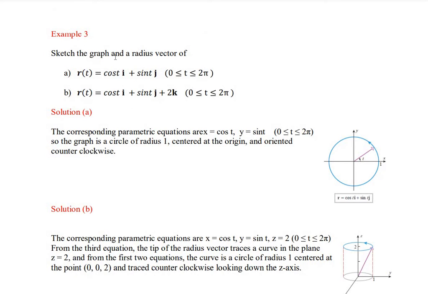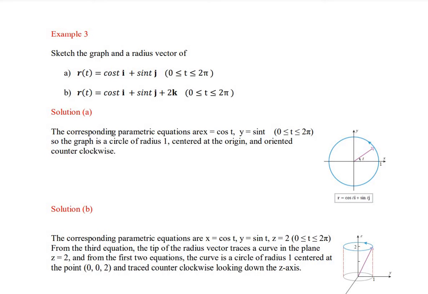Next question: sketch the graph and radius vector of vector r of t is equal to cos t into i cap plus sin t into j cap, where t varies from 0 to 2 pi. And the next one is vector r of t is equal to cos t into i cap plus sin t into j cap plus 2 k cap, where 0 less than or equal to t less than or equal to 2 pi.